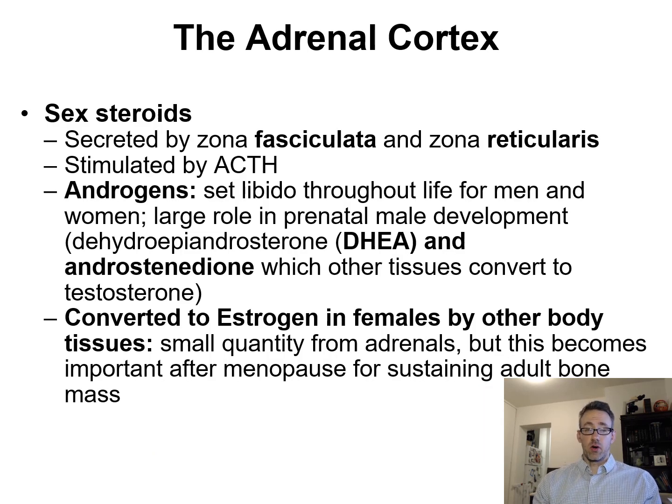Okay, so the sex steroids, or the androgens, again, secreted by the fasciculata and the reticularis. They are also stimulated by ACTH, just like cortisol. The androgens are the DHEA, which I mentioned, and the androstenedione. This helps to kind of set libido throughout life for men and women. It does play a large role in prenatal male development. Okay, for women, it's the primary source of androgens for women. In males, the primary source becomes the testes. It can be converted to estrogen in females by other tissues. So basically a small quantity from the adrenals, but this becomes important after menopause for helping to sustain bone mass because estrogen helps to maintain bone.